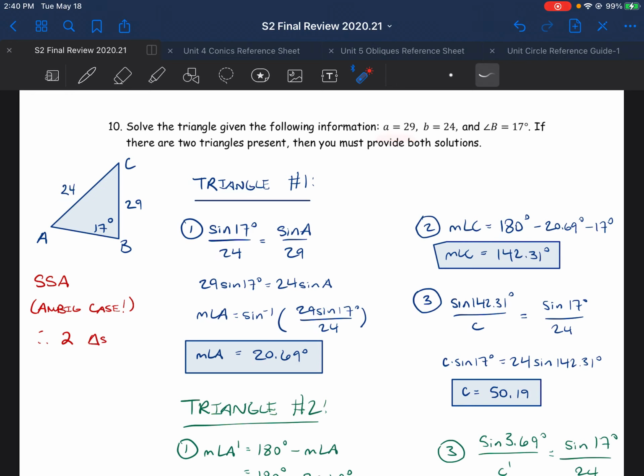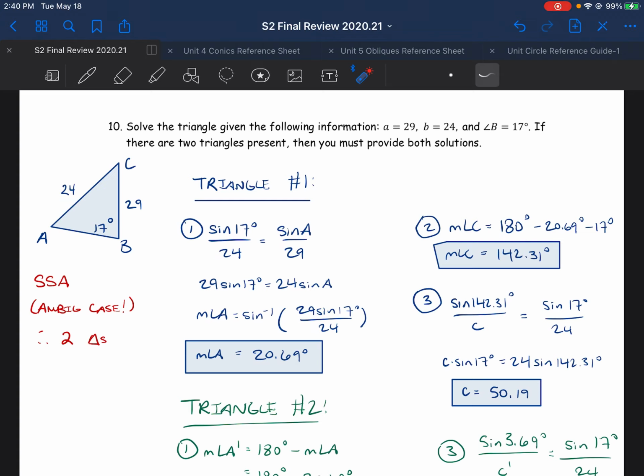Side A is 29, side B is 24, angle B is 17. We can see we have a side-side non-included angle, which is going to give us the ambiguous case in this problem. Ambiguous case meaning we're going to have two triangles. So let's solve for these two triangles.